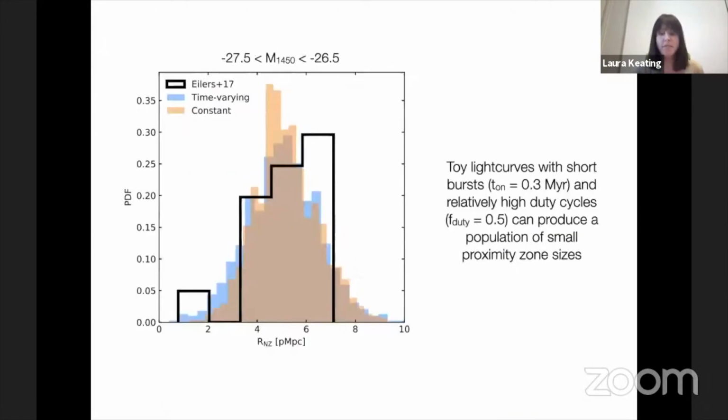And by just playing around with some of the parameters in these toy models, like how long the quasar has been on for and what the duty cycle of these bursts are, you can come up with something that doesn't look bad compared to the observations. So the black here is a histogram of the observed proximity zone sizes just in one magnitude bin. The orange is for this constant model, and the blue is for a time-varying model. And you can see that the mean of the two simulated models isn't so different. They both peak at about 5 megaparsecs. But in the time-varying model, you get this nice tail of proximity zones that go out to quite small sizes that look reasonable compared to the observations.